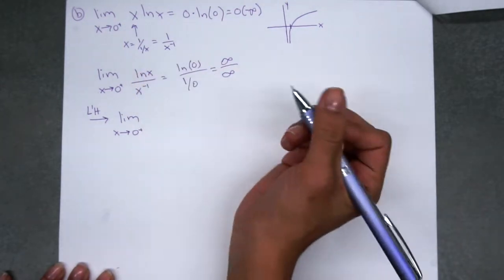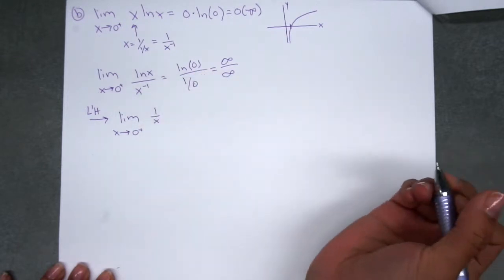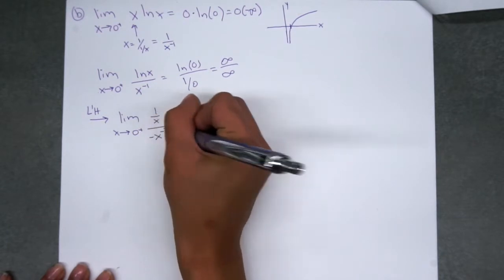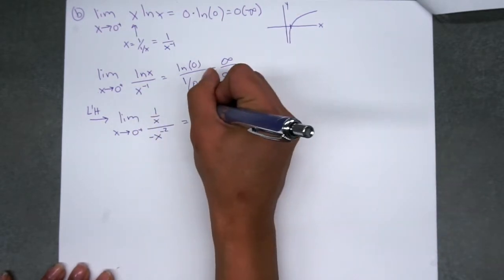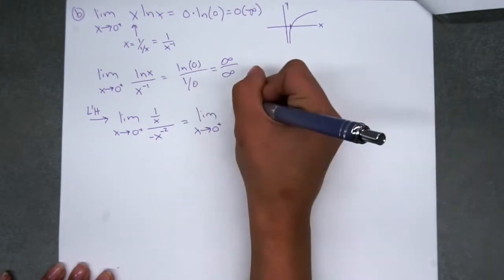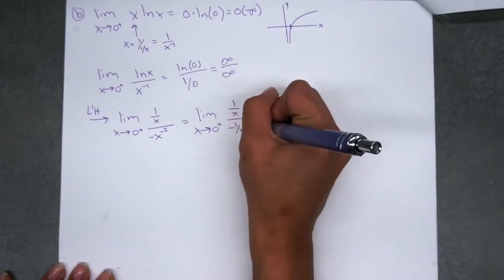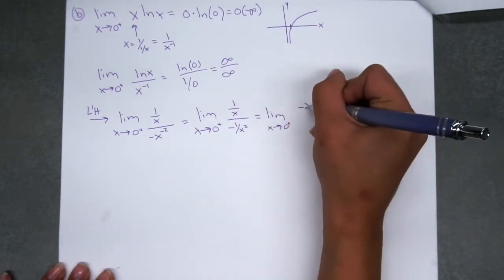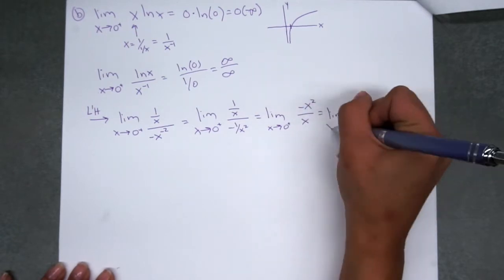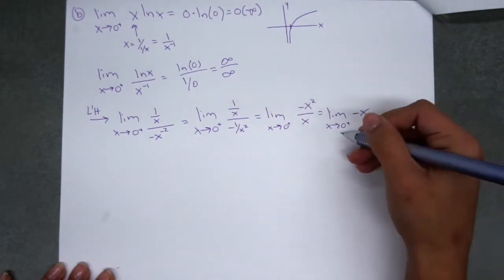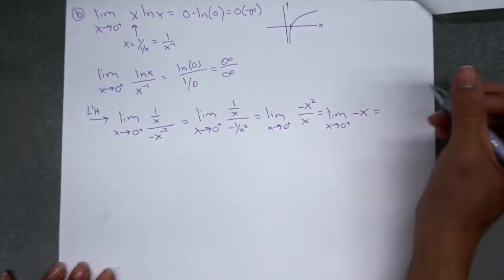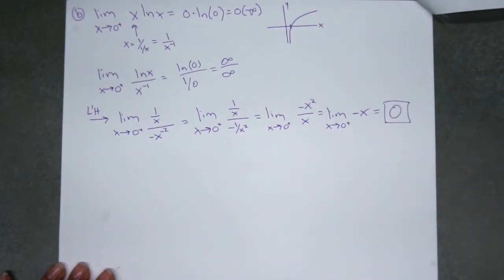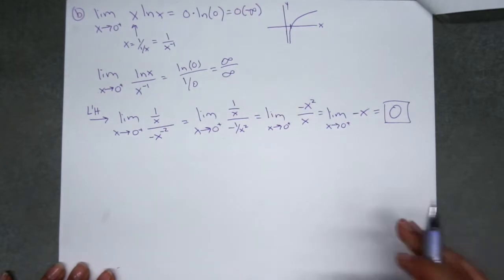So the derivative of natural log is just 1 over x, and the derivative of x to the negative 1 power is negative x to the negative 2 power. We can rewrite that as this, and that simplifies to this. So now plugging in 0 for x, we would get that our limit equals 0. So that's the answer for this problem.